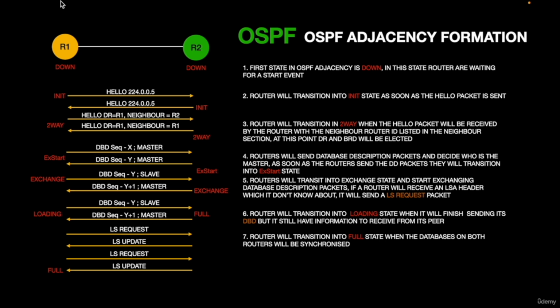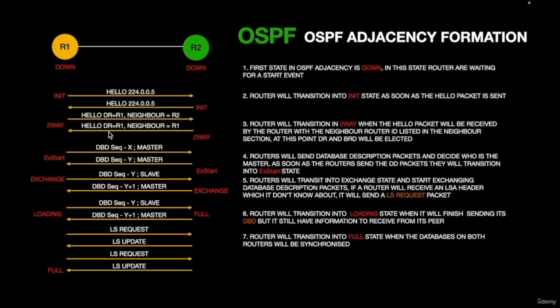The first state is down, and in this state nothing happens, and the routers are waiting for a start event. Each router will then send a hello message to the all routers multicast address, and the minute they send this hello message, they will transit into the init state.